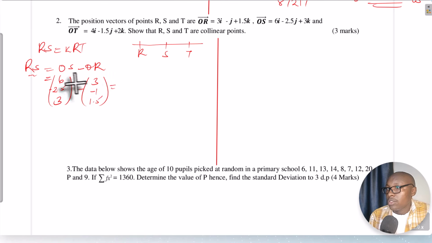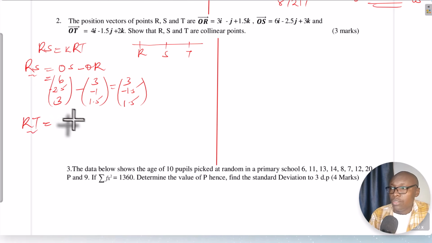So 6 subtract 3 will be 3. Negative 2.5 minus negative 1 will give negative 1.5. Then 3 subtract 1.5 will give 1.5. So that is RS. Now let me get RT.